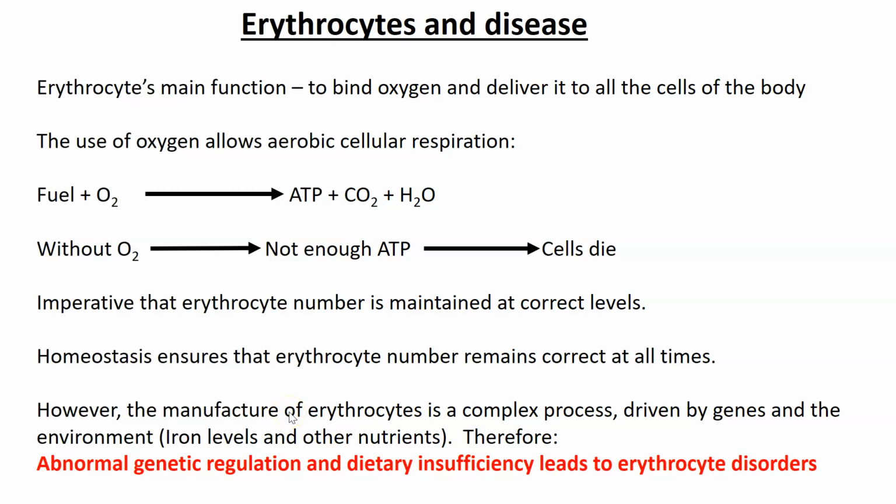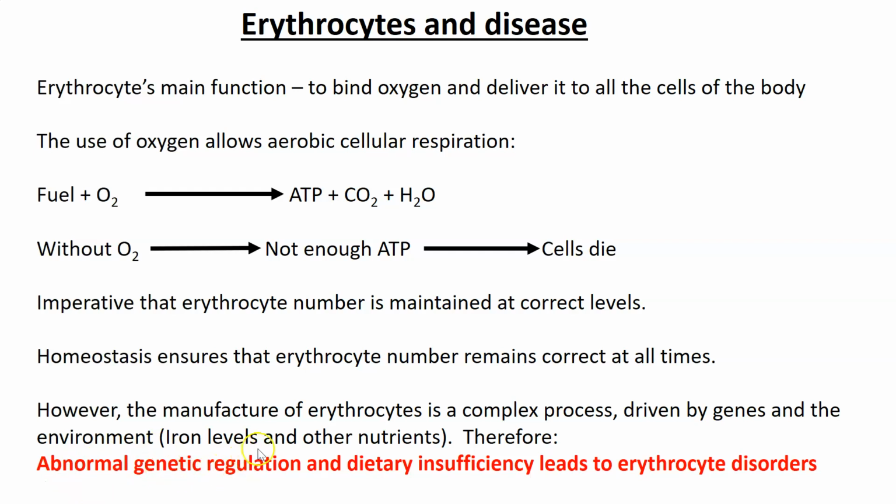And from the other lectures that we had so far, we know that the process of making red blood cells is a complex process. Okay, it's a multi-step process which requires a multitude of genes. Okay, but not only that. Okay, it also requires sufficient levels of nutrients. Okay, iron, vitamin B12, folic acid, all of these things have to be in sufficient quantities inside your body.